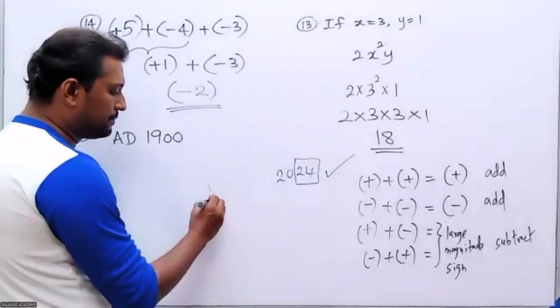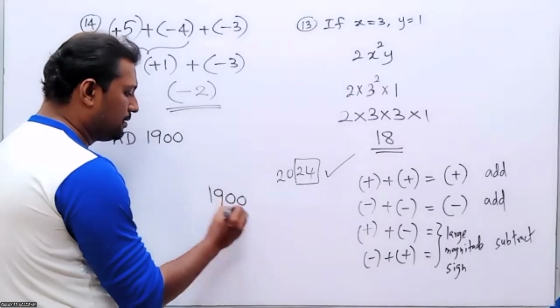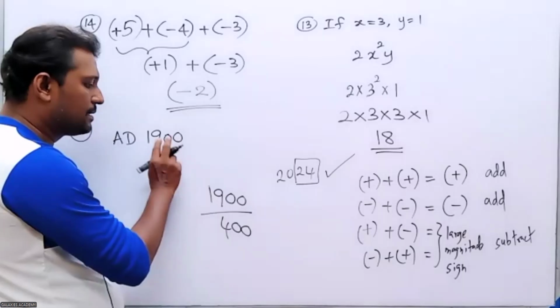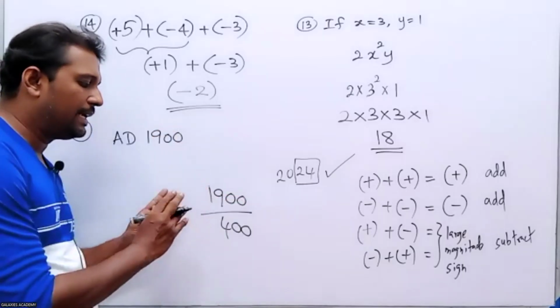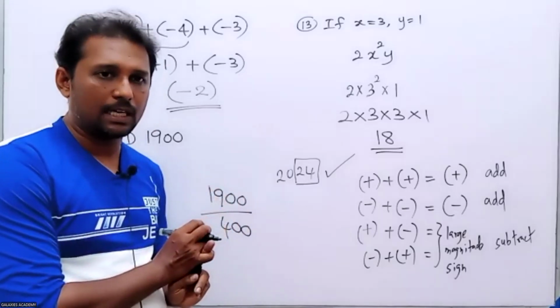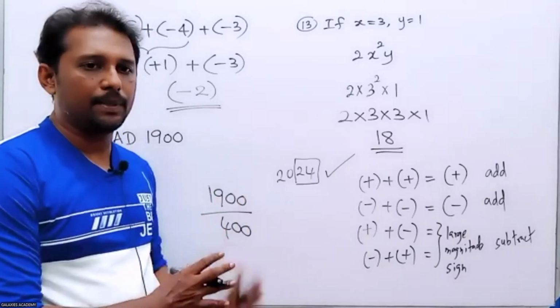That means what? This one divisible by 400 means, right? This one has last two digits 00. Then it should be divisible by 400. Then it should be a leap year. හරි මේක 400 වලින් divide වෙනවා නම් ඒක leap year එකක්.